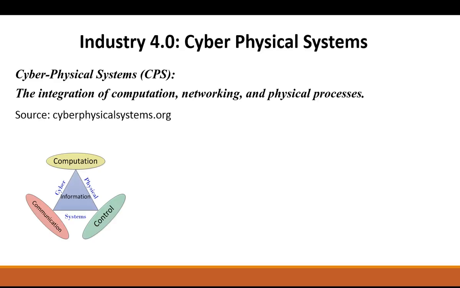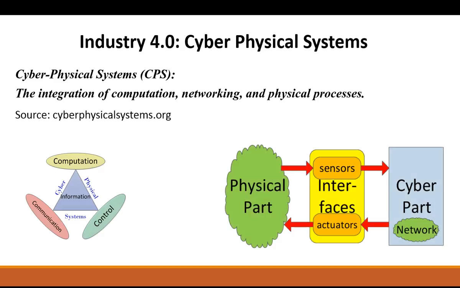Again, it's the integration of computation, networking, and physical processes. So you've got a physical act that you're trying to use. You're using computers and automation to help, as well as some sort of networking control to be able to utilize this system. And that is really one of the key parts of Industry 4.0. It's this whole idea of the ability to create a network and some sort of a system that helps control, manage, and dictate your output.